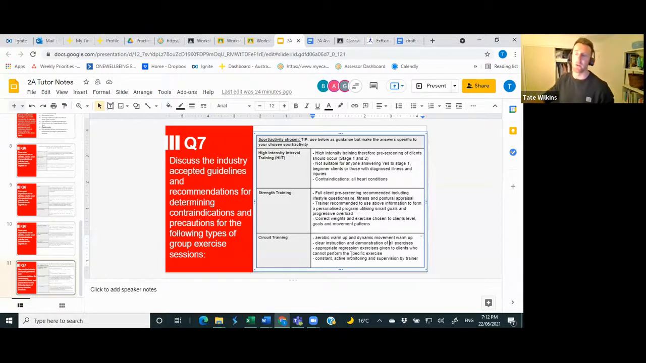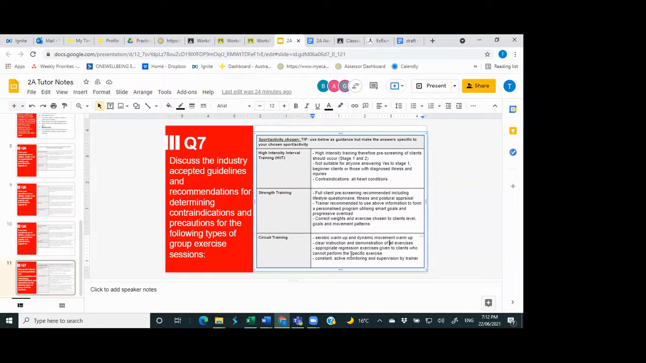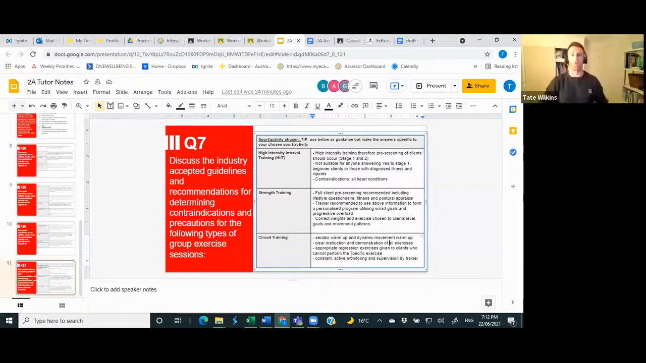So they often say, okay, we're going to do the cleans with the sandbag. If you can't do that, just do a row. So they actually do give a regression. But worst case, as a trainer, just always have an idea of a regression in your head if you have a client who can't do that exercise. So you can always go, okay, let's try this.